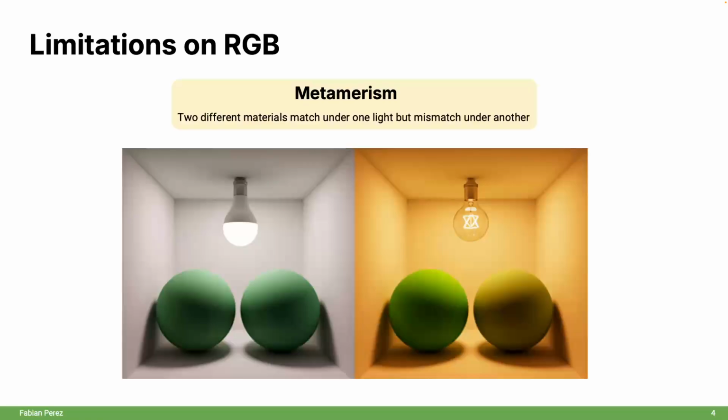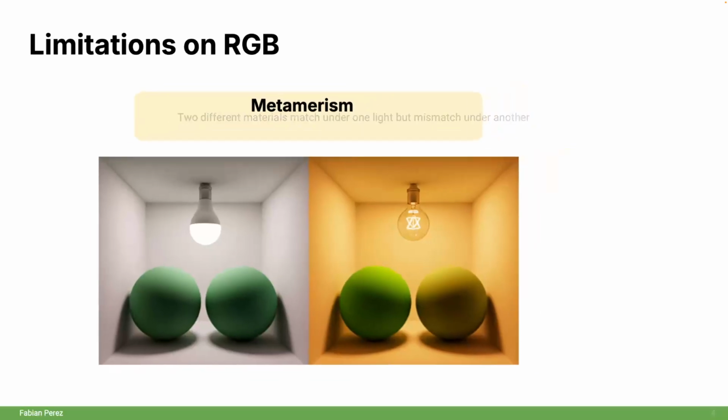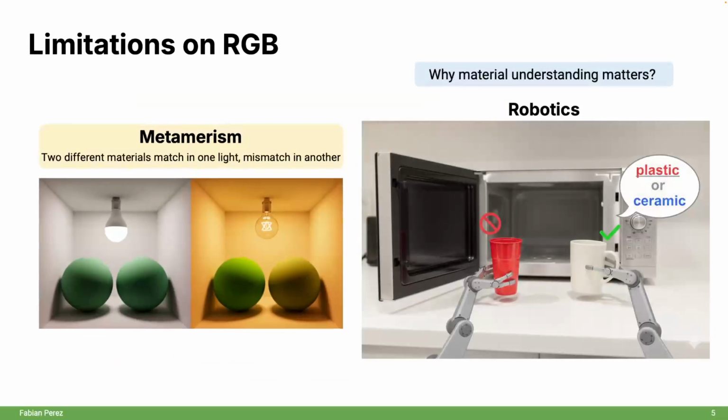For example, one of the limitations is due to metamerism, since we only observe 3 channels. 2 different materials can match in color under one light. When the illumination changes, the match breaks and the difference becomes visible. And why does material understanding matter? Look at the scene. A robot must choose between a plastic cup and a ceramic mug for the microwave. If it cannot tell which material is present, the action becomes unsafe. RGB captures color and shape, but not what things are made of.